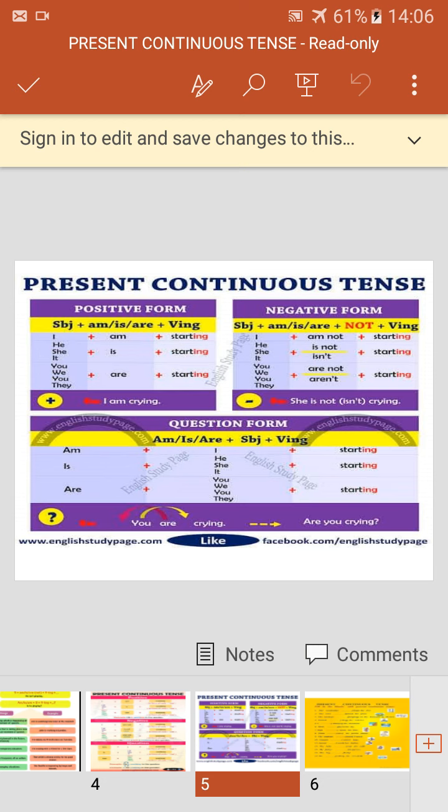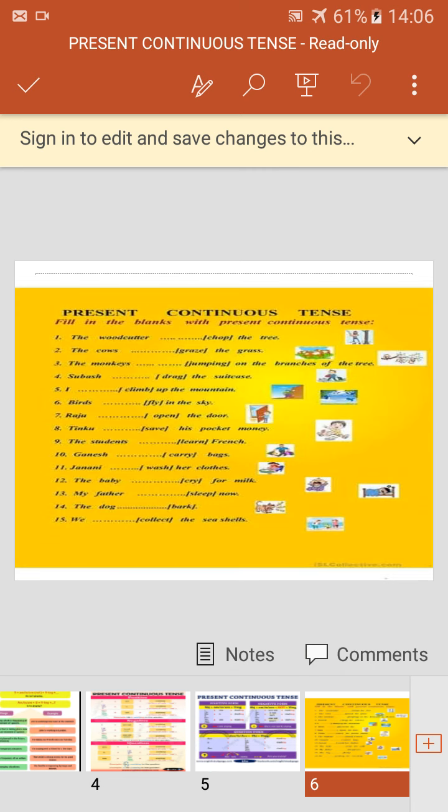When it's a question form, as I said, the am, is, are will come in the front. Then it will be followed by the pronoun, and finally the verb. So it is am, is, are, plus subject plus verb. So: am I starting, is he working, and are you starting, whatever it is. So that is another form.